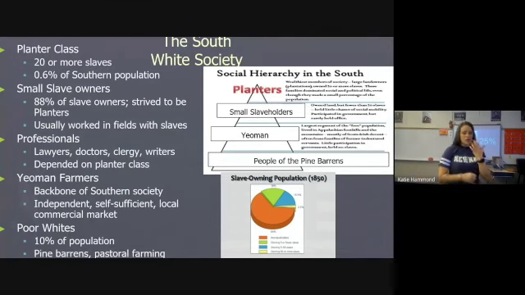And then your lawyers and physicians, they basically were their own little thing. They didn't make up the majority. There's such a minority of them, they don't put them on this little pyramid.